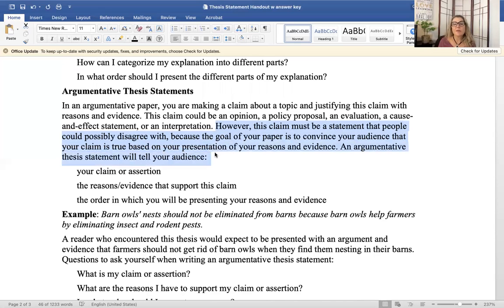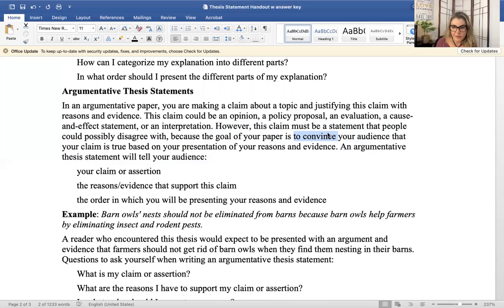However, this claim or this argument must be a statement that people could possibly disagree with, because the goal of your paper is to convince, this is very important, guys, with argumentation, to convince your audience that your claim is true based on your presentation of your reasons and evidence, okay?